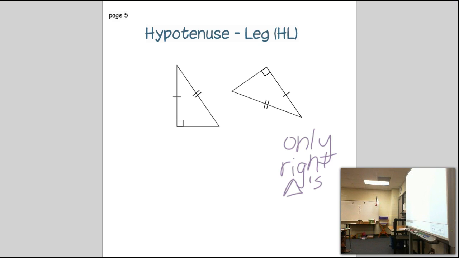Hypotenuse leg, only for right triangles. So, what do you have to have for hypotenuse leg? You've got to have a right angle, you've got to have the hypotenuse, and you've got to have a leg. Hypotenuse and a leg. Tick marks on the hypotenuse, tick mark on the leg.